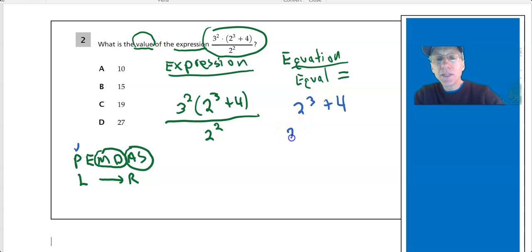2 to the power of 3. 2 to the power of 3 means 2 times 2 times 2. That's what the power of 3 means. It means take this base number. This is an exponent. It means we're going to multiply it 3 times. Then plus 4.